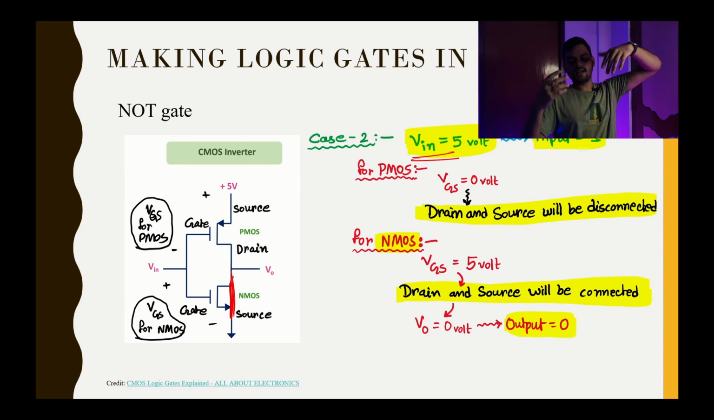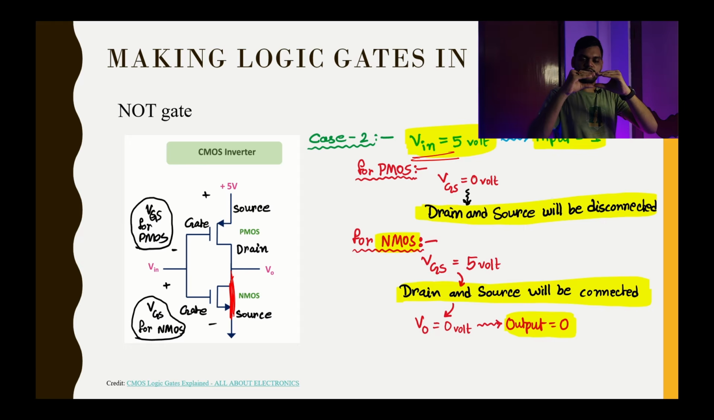Now, at the beginning of this explanation, we said that the gate has 5 volt and the source has 0 volt. And when the drain is connected to the source, the drain is also becoming 0 volt. So the output becomes 0. Isn't it fascinating? It is working as a NOT gate.